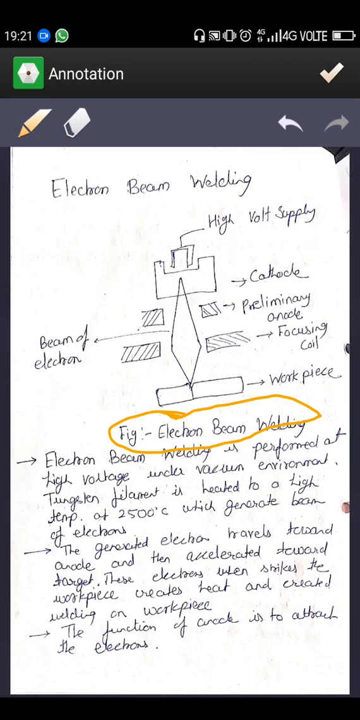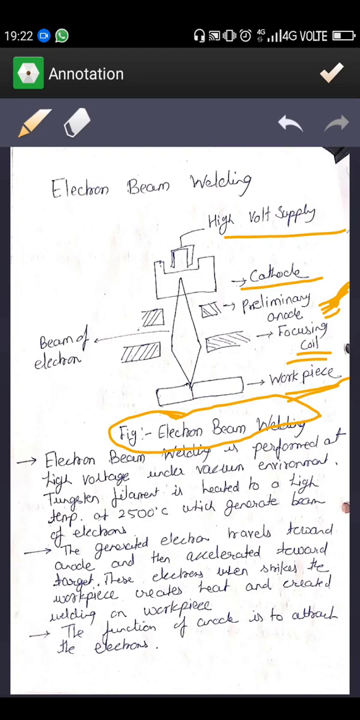In this diagram you can see the main components: the high voltage supply, which is connected to the cathode. After the cathode there is a preliminary anode, then the focusing coil. From the cathode the electrons are emitted, and these electrons get attracted towards the preliminary anode. After this, the focusing coil focuses the emitted electrons onto the workpiece. Then between them there is a focusing coil and a deflection coil.